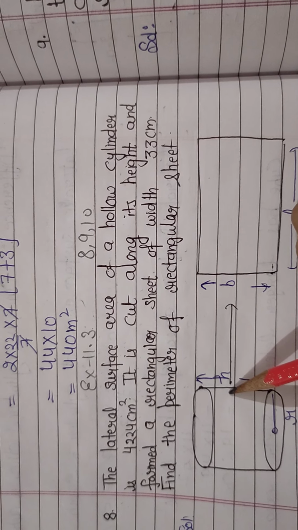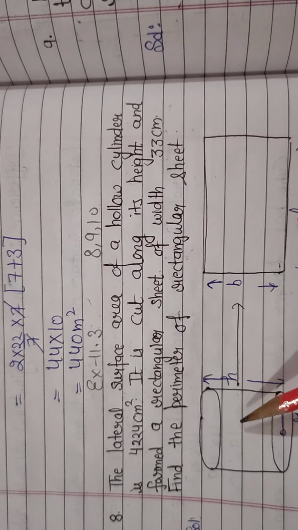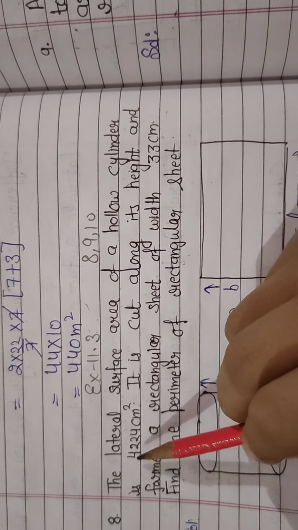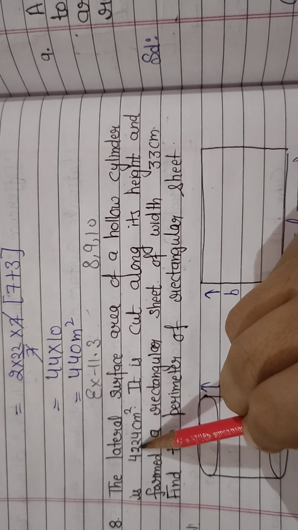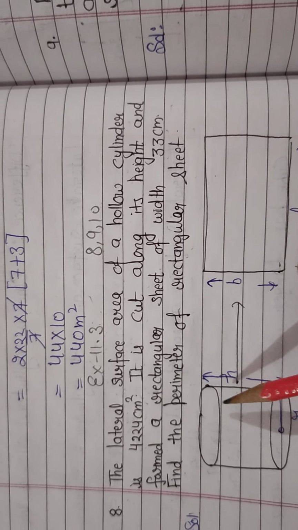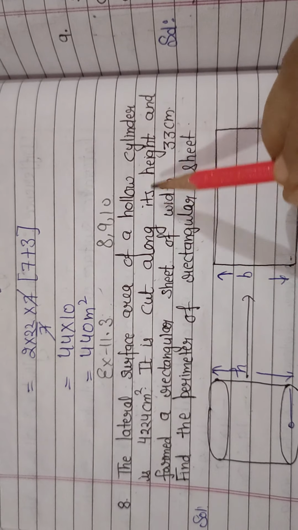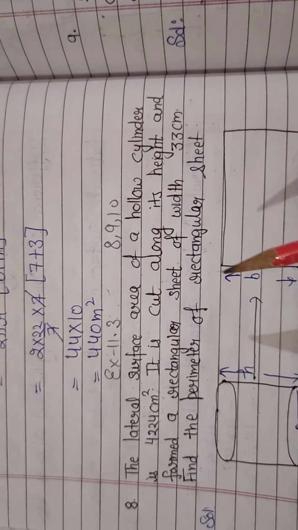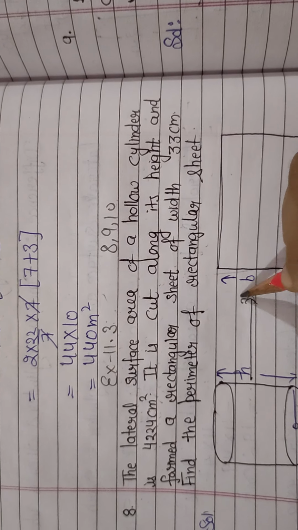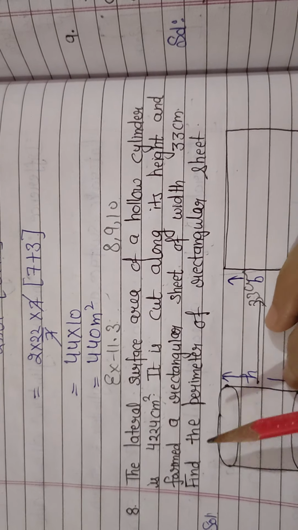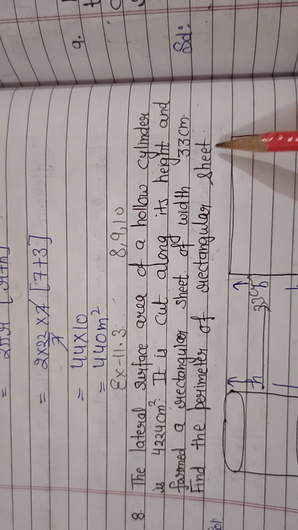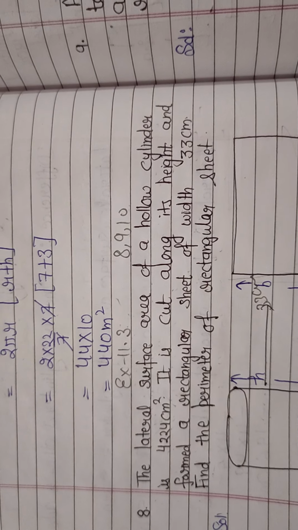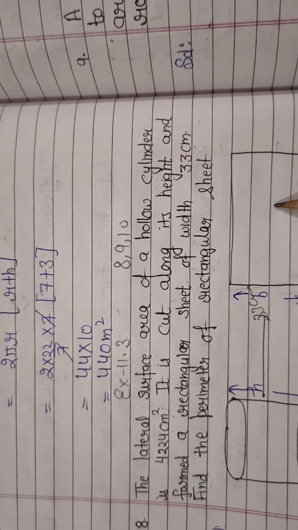Now this is a hollow cylinder and its lateral surface area, it means curved surface area, is given, which is equal to 4224 cm square. Now this cylinder is cut along its height and a rectangular sheet of the width 33 cm is formed. Now find the perimeter of the rectangular sheet. Now when the cylinder is cut along its height, it is converting into the rectangular sheet.